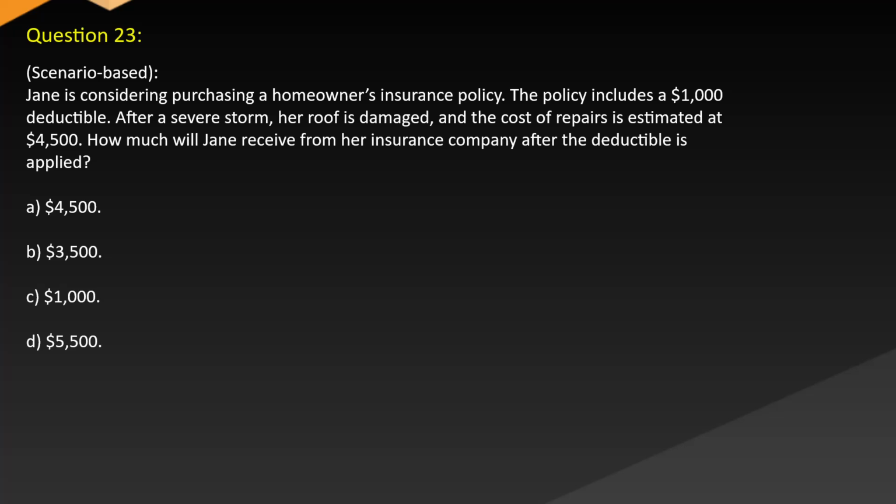Question 23, scenario-based. Jane is considering purchasing a homeowner's insurance policy. The policy includes a $1,000 deductible. After a severe storm, a roof is damaged and the cost of repairs is estimated at $4,500. How much will Jane receive from her insurance company after the deductible is applied? A. $4,500. B. $3,500. C. $1,000. D. $5,500.